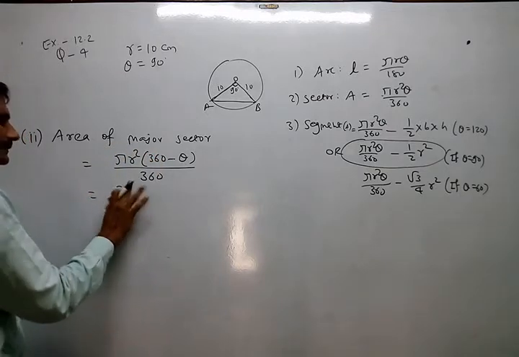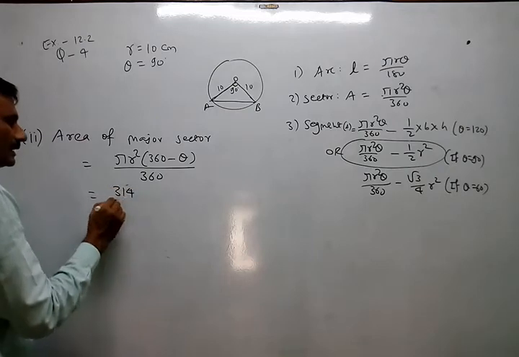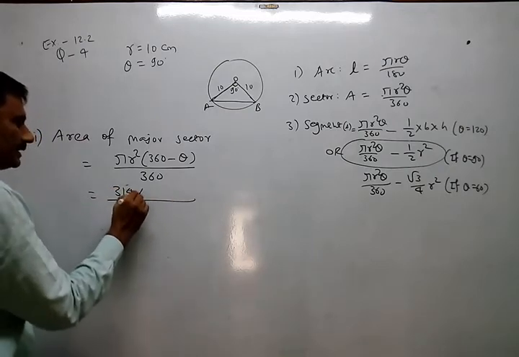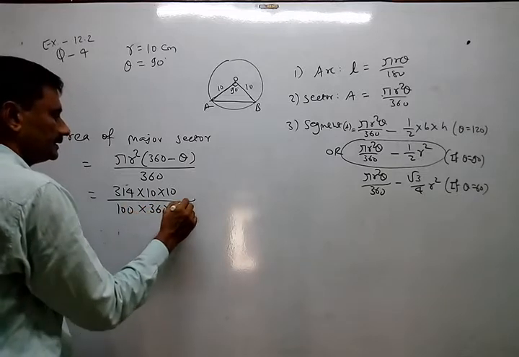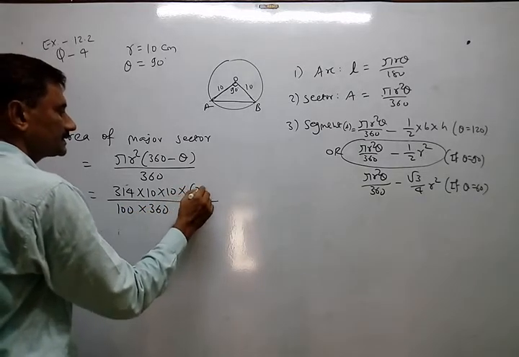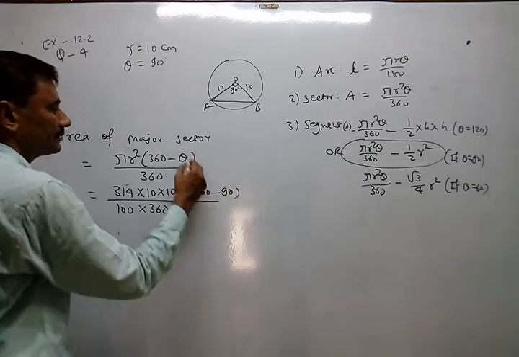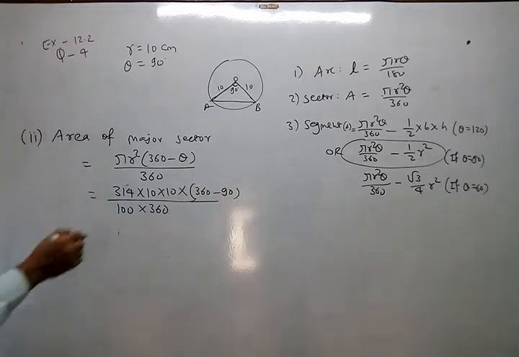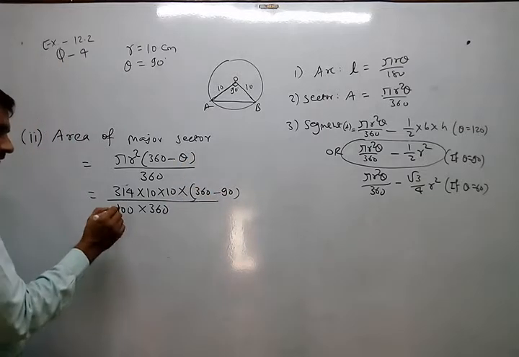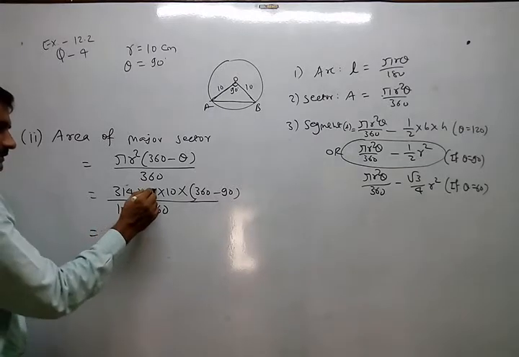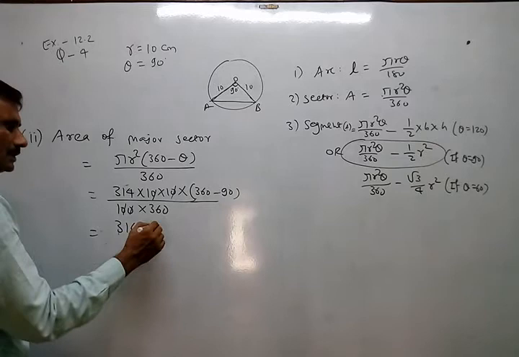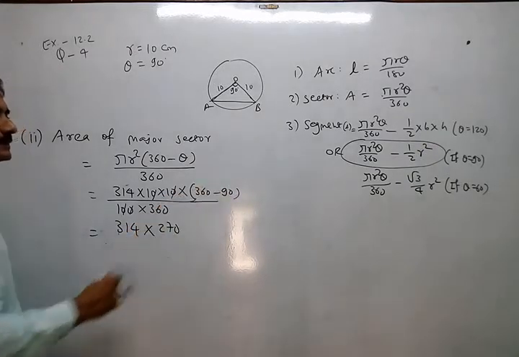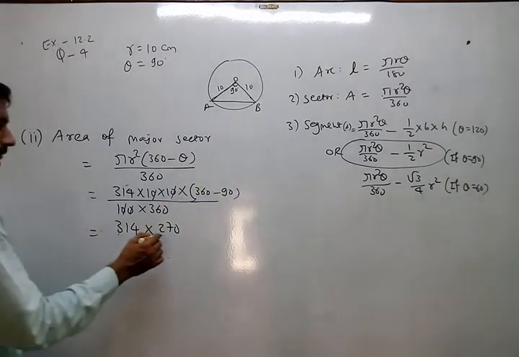So 314 upon 100 into 10 into 10. Here is 360. Now 360 minus 90. In place of theta, 90 is written. Now just simplify them. First of all I cancel all this 100, just 314 into 270 upon 360.